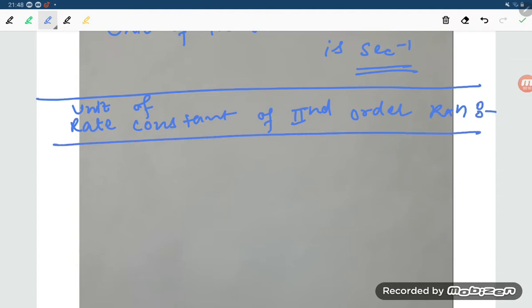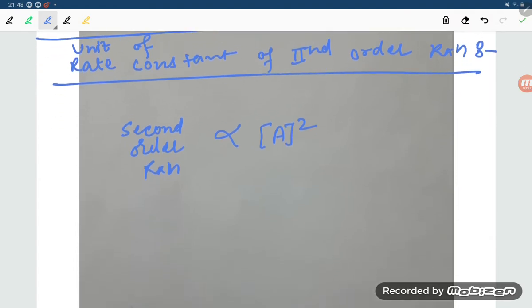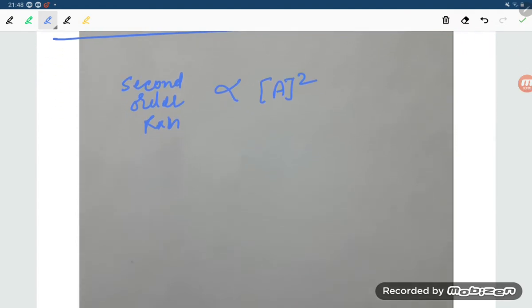How can you do it, students? In a second order reaction, the order of reaction is the sum of the powers of concentration. So for second order the power will be 2. Or you can say the rate of reaction depends on two molecules, A and A, that is A square. So rate is equal to k A square for a second order reaction.